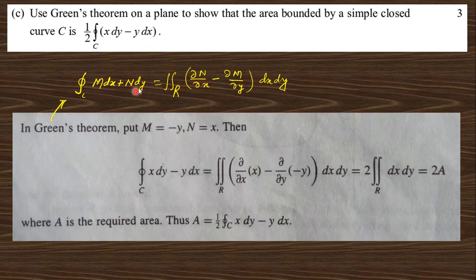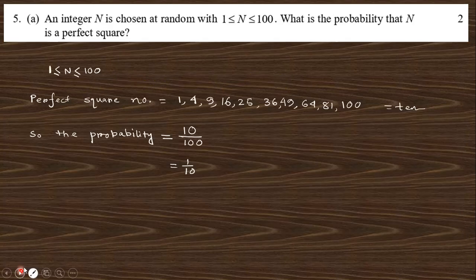This is Green's theorem, and if you put M equals minus y and N equals x, you will get this result very easily. Okay, go to the next one. An integer n is chosen at random from this range. What is the probability of n being a perfect square number? So in this range there are 10 perfect square numbers, and 10 by 100, that is 1/10, is the answer. Go to the next one.